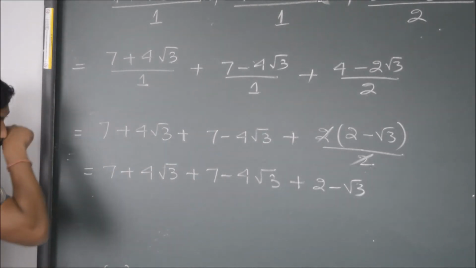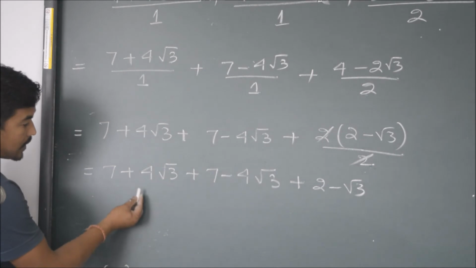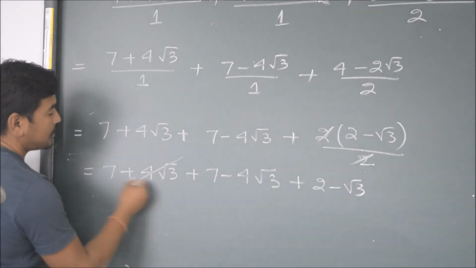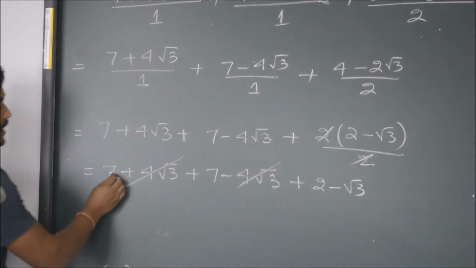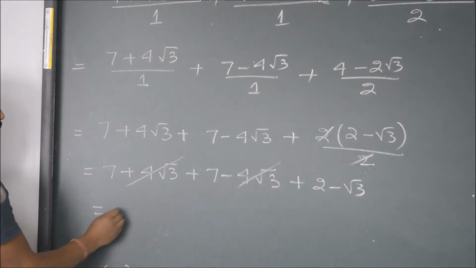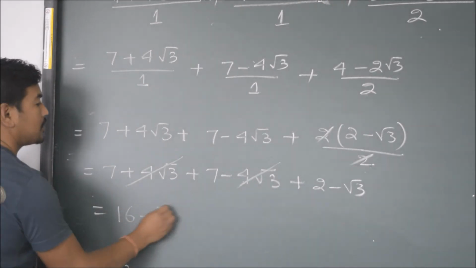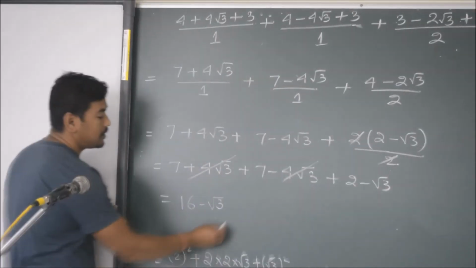So here you just take each term carefully. So you will have here plus 4 root 3 minus 4 root 3 will cancel. 7 plus 7 is 14. 14 plus 2 is 16. 16 minus root 3. Okay, so this is your final answer.